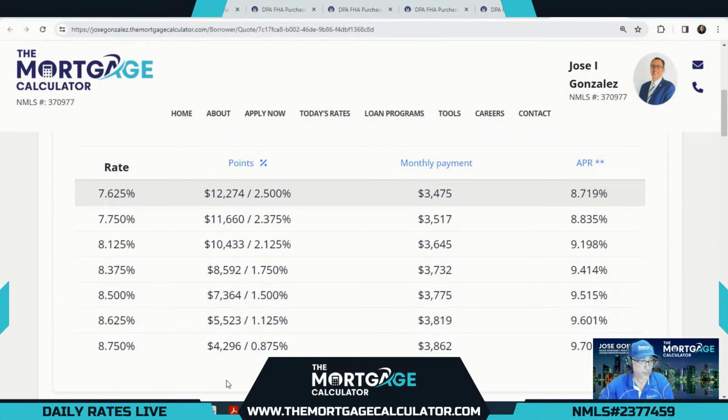So you'll see what I was talking about with the rate, right? Because Nick was showing some rates earlier today that were quite a bit lower than this for FHA. But for DPA, this is what we got. This is with 3.5% of the sales price in down payment assistance. So you're looking at 8.75 with our lowest cost option of 0.875, taking it down to 7.625 lowest rate option.